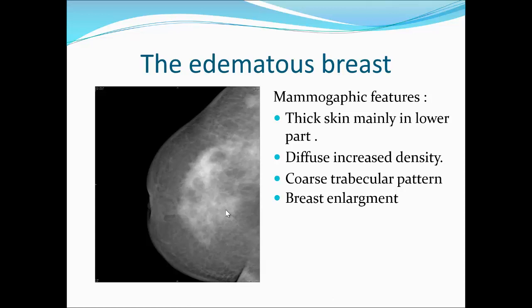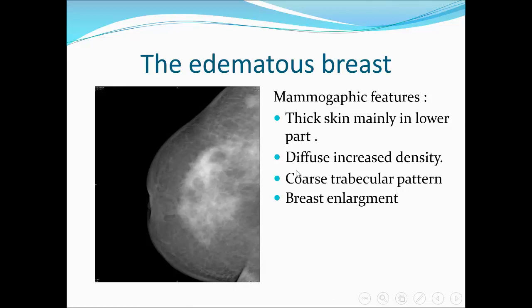The edematous breast. Then we came to the edematous breast. What are the mammographic features of edematous breast? We found global asymmetry. If you put the other film, you will find global asymmetry. You find thick skin, mainly in the lower part due to gravity. You find the edema mainly in the lower part of the breast, and when you find the edema upper, you can say that there is a lesion in the upper part, like an inflammatory abscess here.